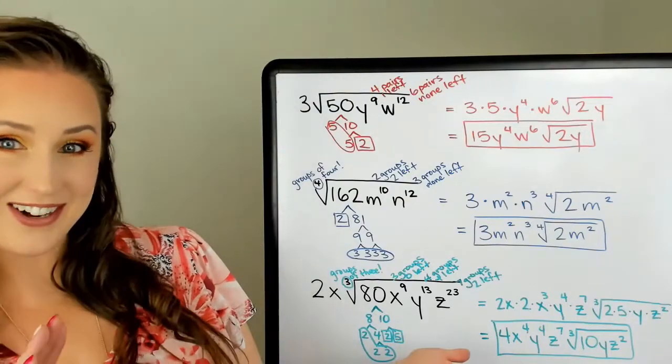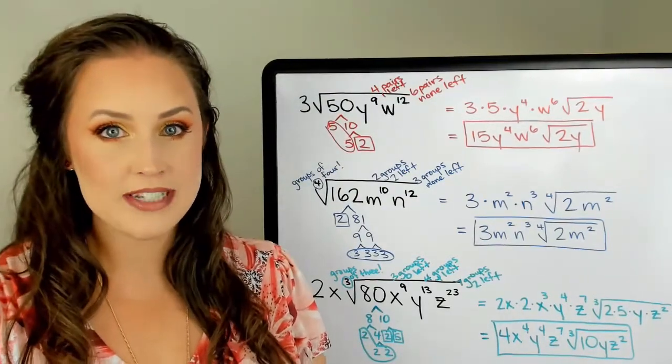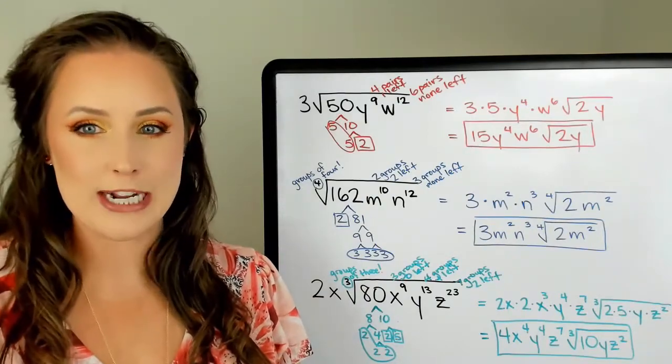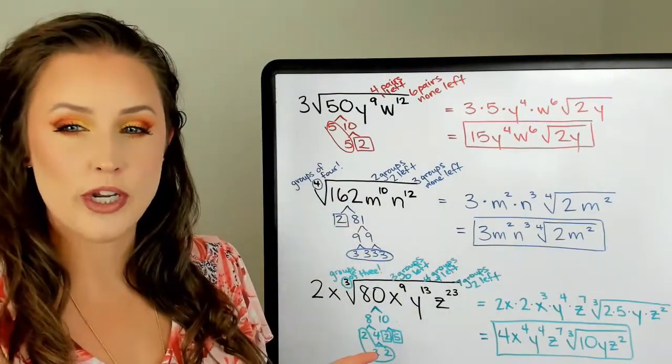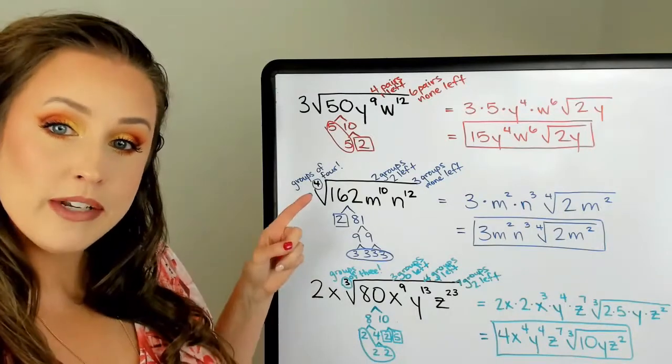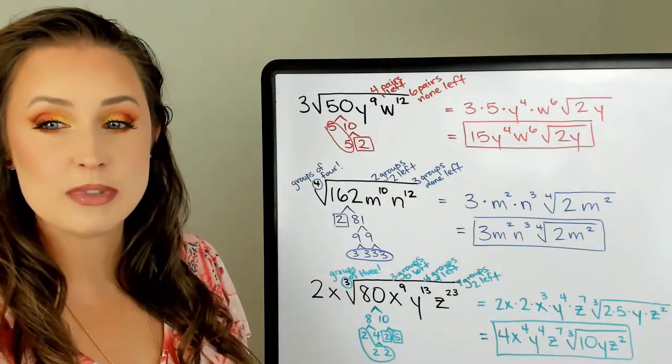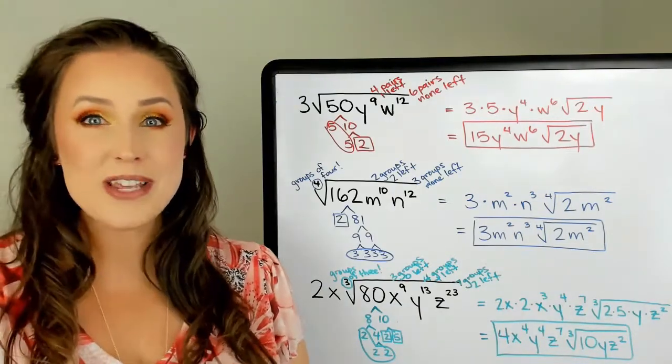You're back. How did it go? Let me know down in the comments if you did these and if you got them right, or if you had any questions. I'd be happy to correct anything. I've broken down the numbers for you and circled the groups, and I also reminded you that with the 4th root, you're looking for groups of 4, and with the cube root, you're looking for groups of 3. So I hope that you guys got these right.